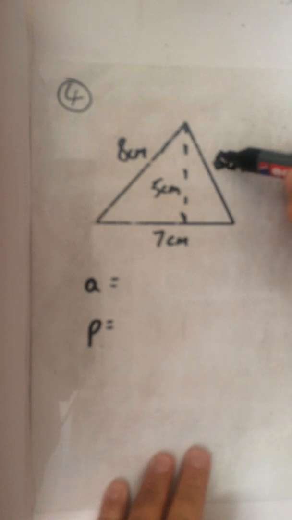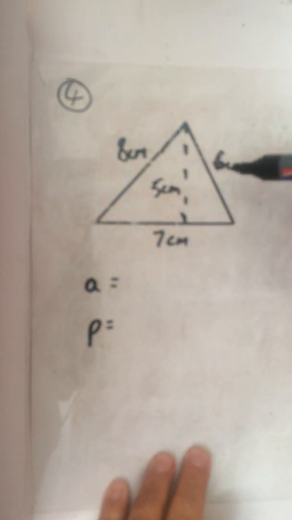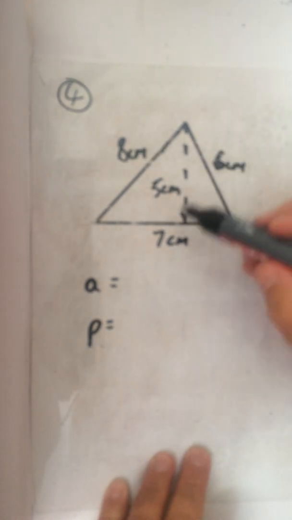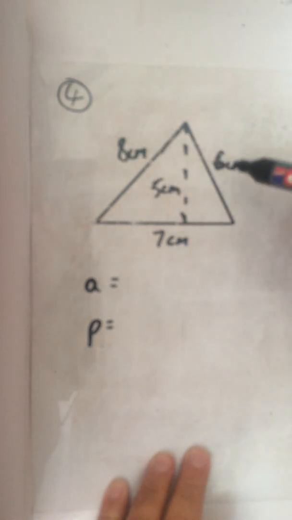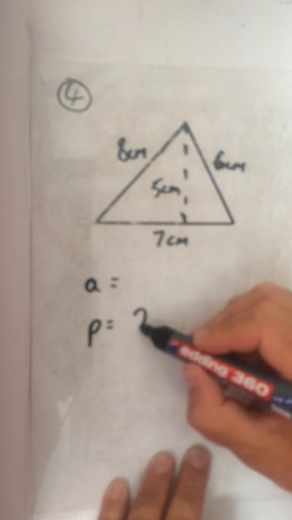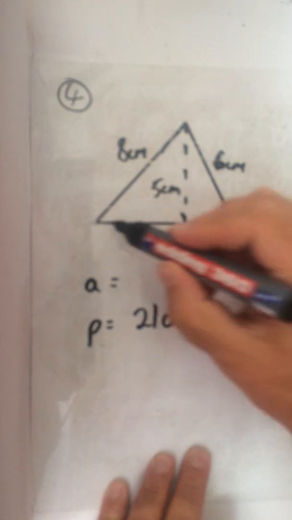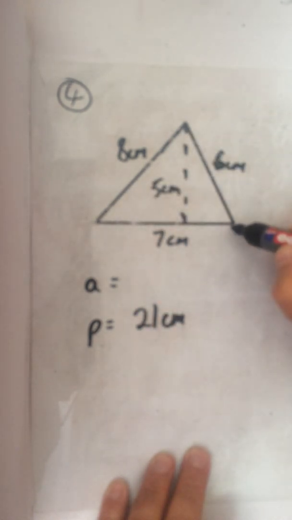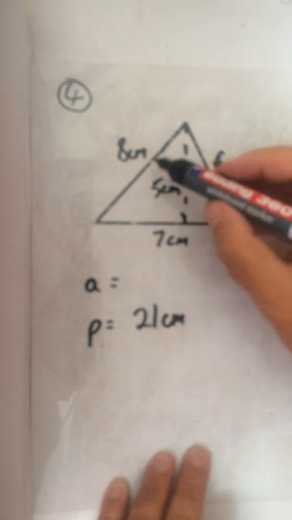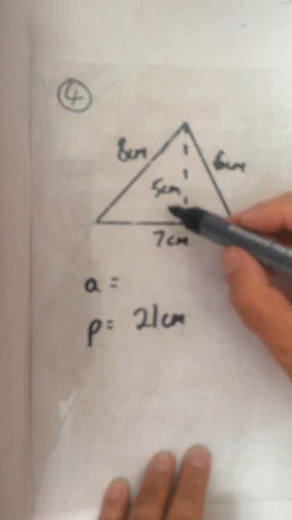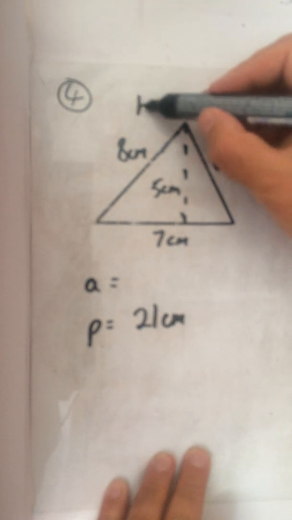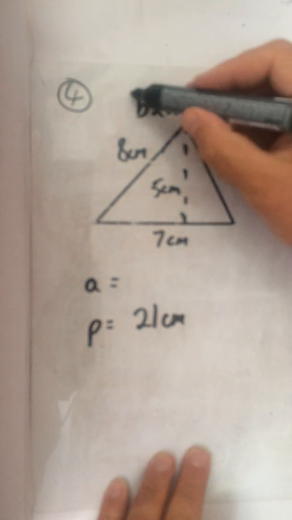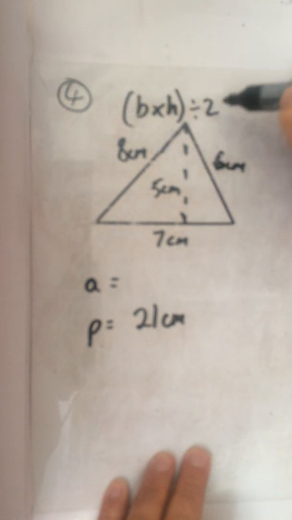Okay, so this 6 and the 8 and the 7, we need this for the perimeter. So let's do the perimeter first. So 7 and 8 is 15. And 6 is 21, so the perimeter is 21 centimeters, which is adding up all the sides. Then let's have a look. We want to do the area of the triangle. Let's remember it's the base times the height, and then you divide that by 2.